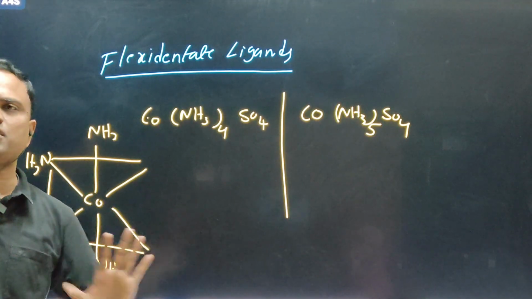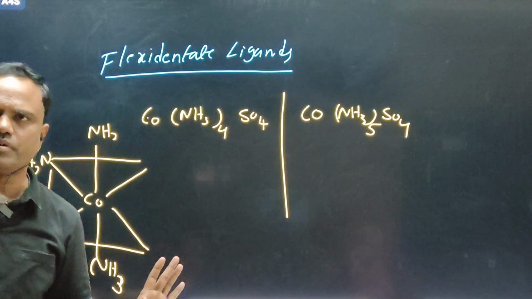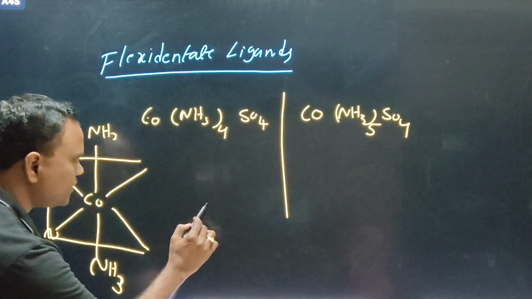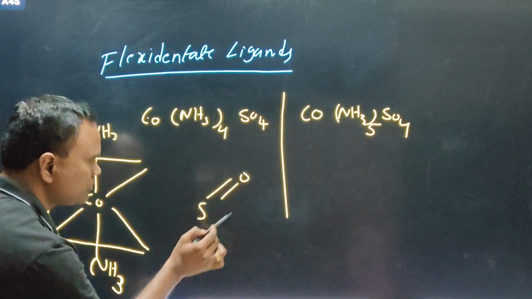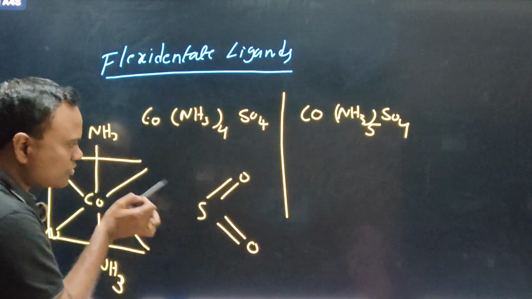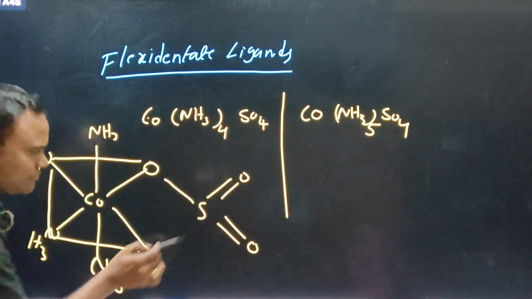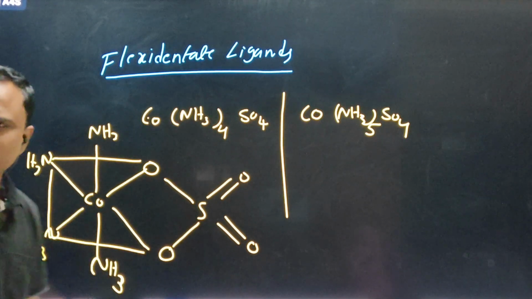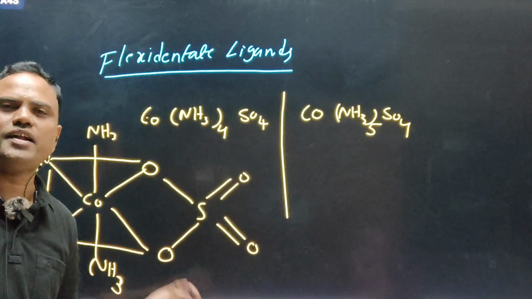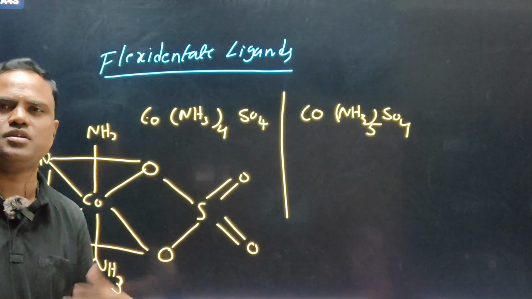Cobalt needs 6 donors, right? 1, 2, 3, 4 donors are over. You know sulfate. What is the structure of sulfate? I have given it once under the bidentate negative category. Here oxygen with a negative, that negative is donated. Clear? Now you tell me, here sulfato is giving how many donor atoms to cobalt? 2 donor atoms, based on the requirement.